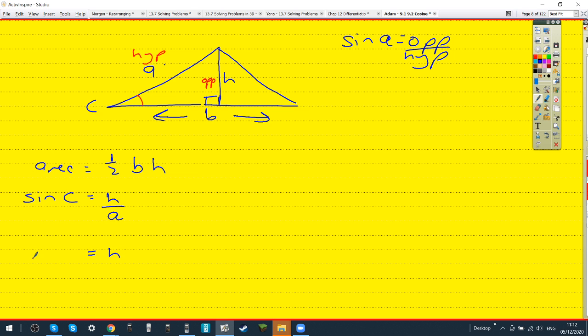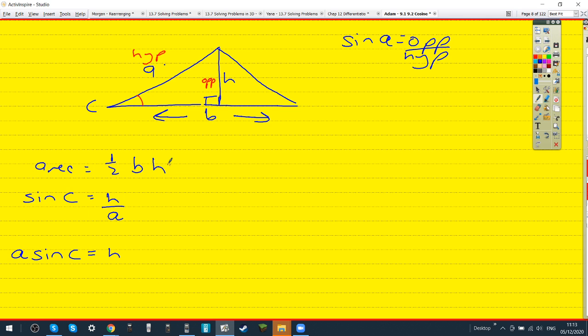Make height the subject. Times both sides by A. So A sine C equals H. Just bring A to the other side. Oh, multiplied.